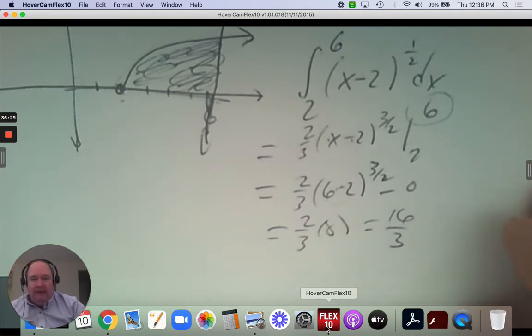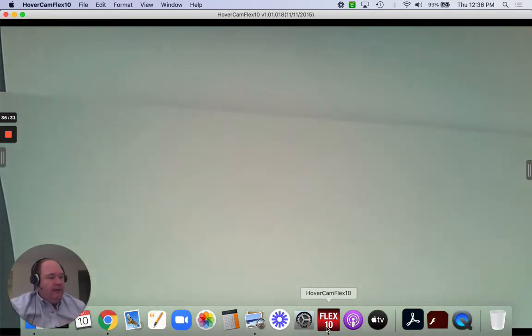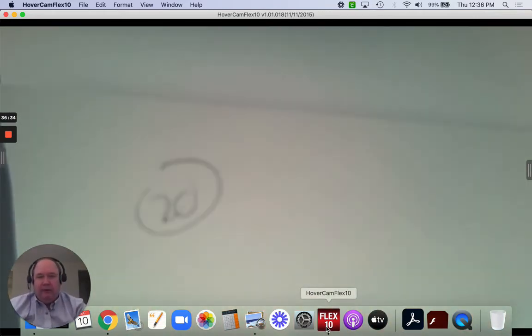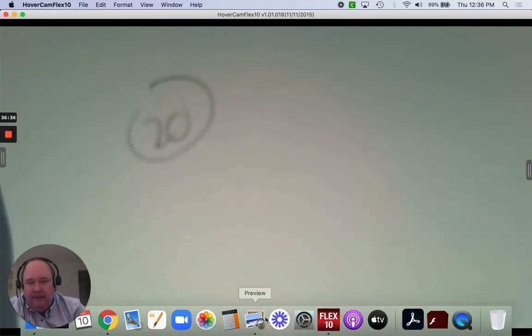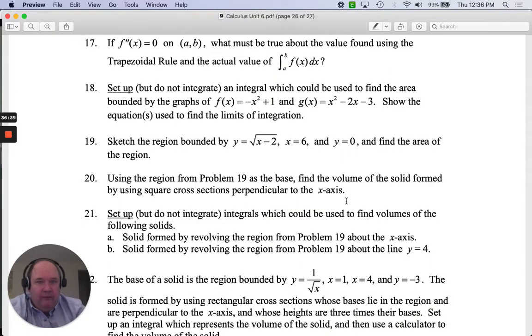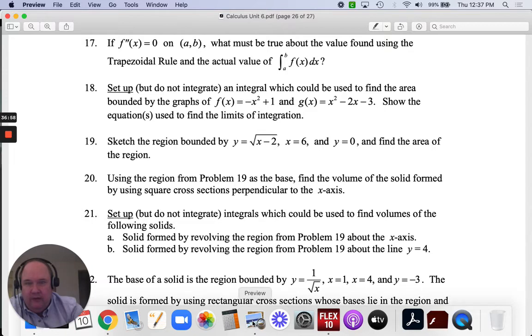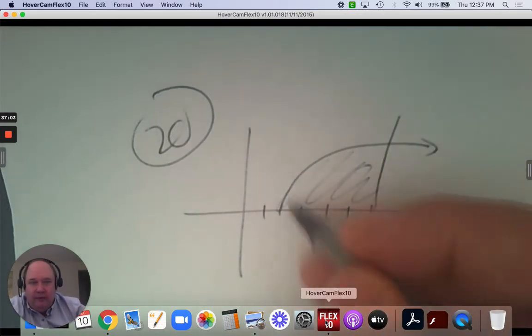For number 20, I think we're using the same sketch for number 20, so I might re-sketch it for you. For number 20, use the same one, but find the volume of a solid formed by using square cross-sections. So I'm going to do the same graph. And it's square cross-sections perpendicular to the x-axis. So that's the same region of that square root.